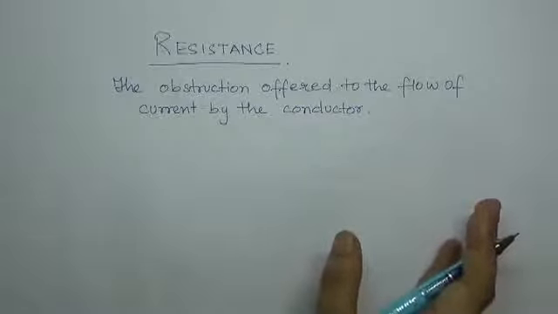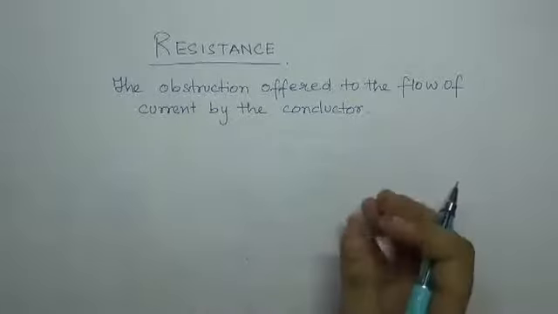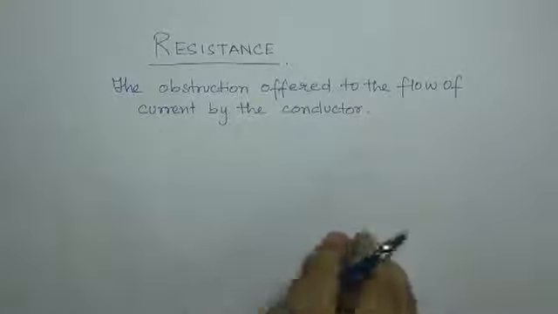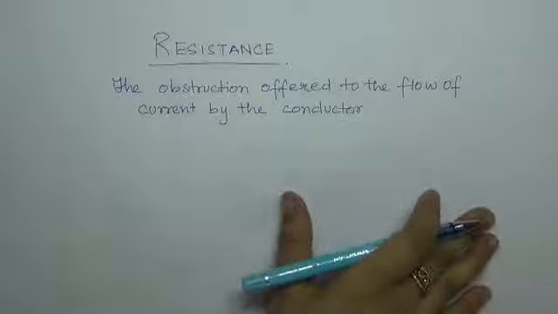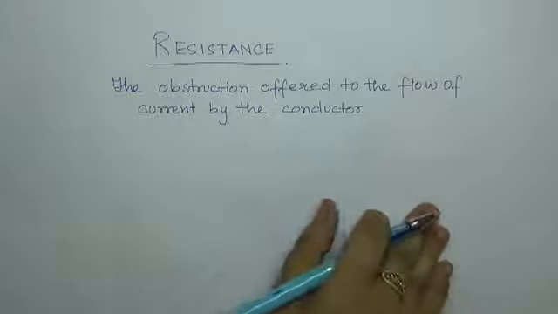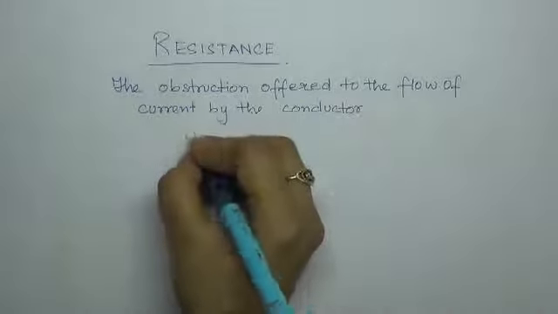If it's a very good conductor, it is going to offer less resistance. If it is not a very good conductor, it is going to offer a little more resistance. But irrespective of that, resistance will exist in conductors. So resistance exists in conductors, and we should know what is the cause of resistance. So let us understand the cause of resistance.